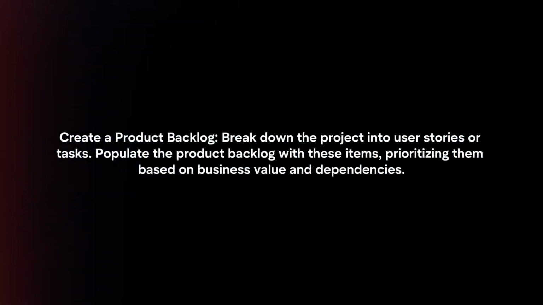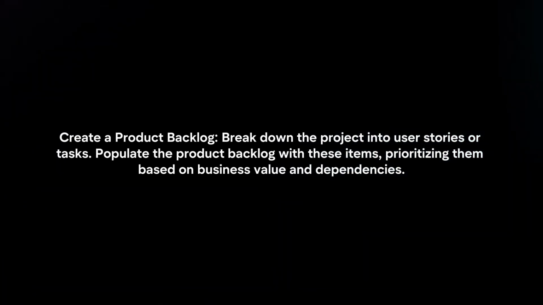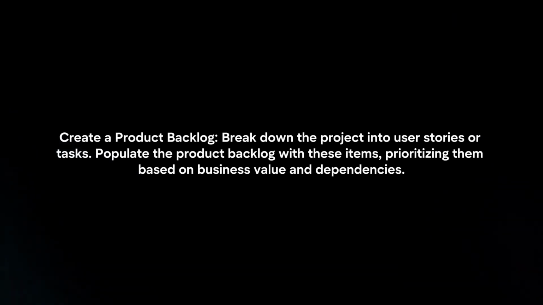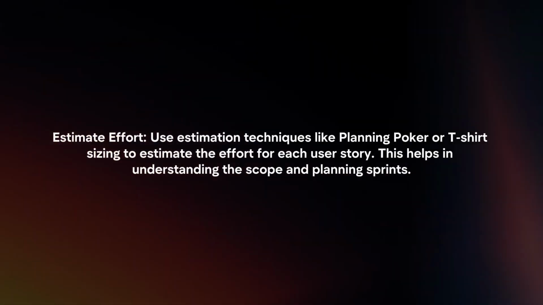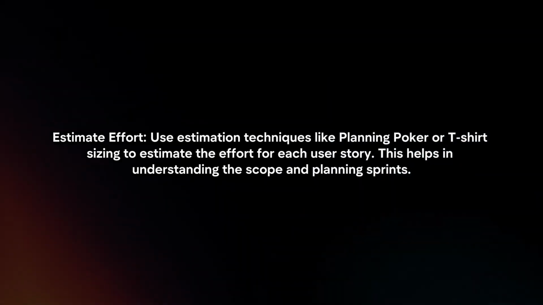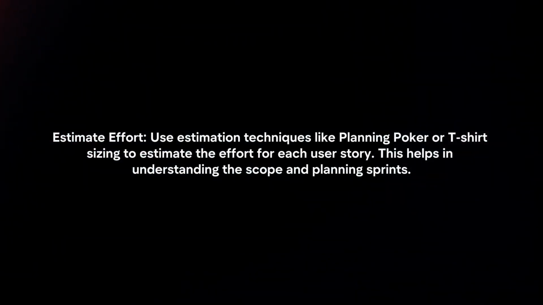Create a product backlog. Break down the project into user stories or tasks. Populate the product backlog with these items, prioritizing them based on business value and dependencies. Estimate effort. Use estimation techniques like planning poker or t-shirt sizing to estimate the effort for each user story. This helps in understanding the scope and planning sprints.